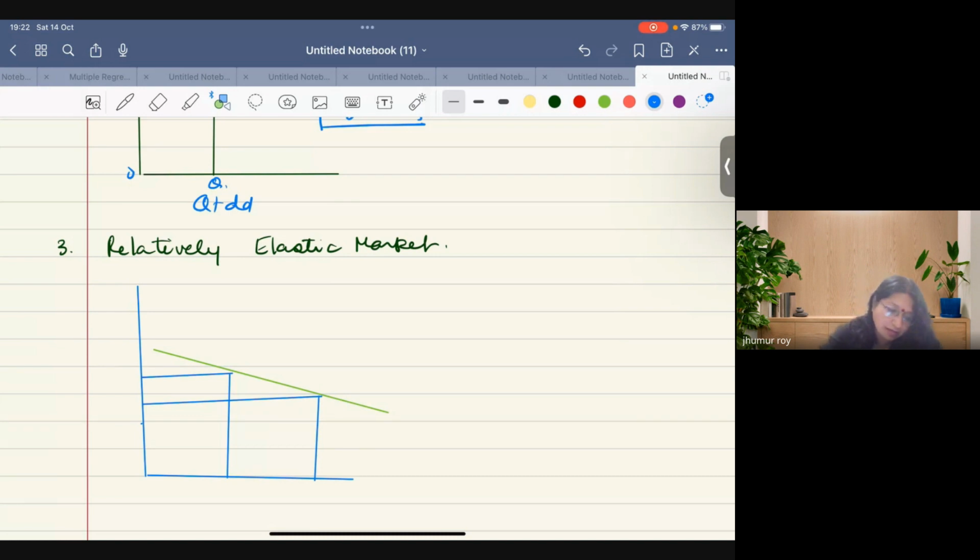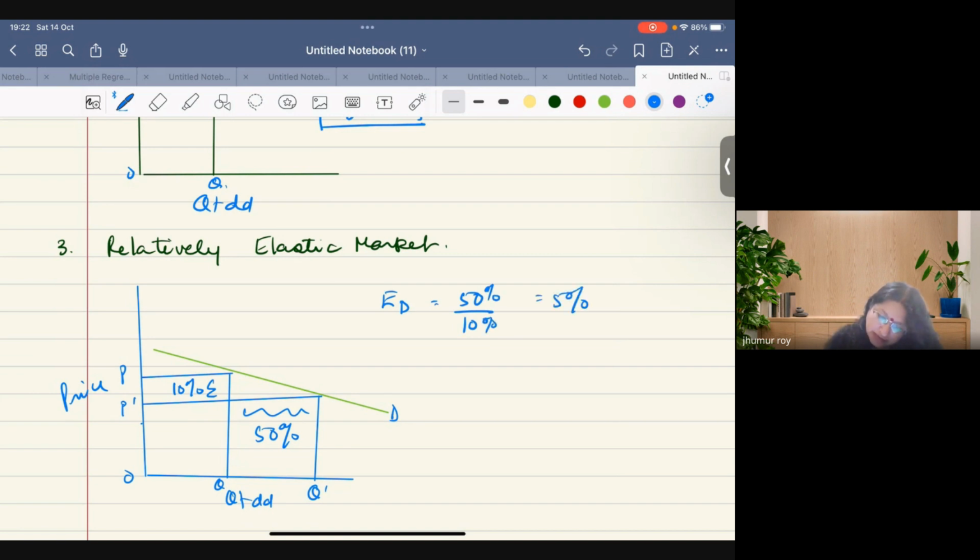Okay, so now here I have taken price and I'm taking quantity demanded, and this is my demand curve. Now, in this case, what do we find? That if the price was OP, then you were buying a lesser quantity. But the moment the price came down to P dash, the quantity increased very much. So, if the price decreased by 10%, the quantity increased by 50%. So, in this case, elasticity of demand will be equal to 50% upon 10%. That is equal to 5. Or we can write elasticity of demand is greater than 1. Okay.